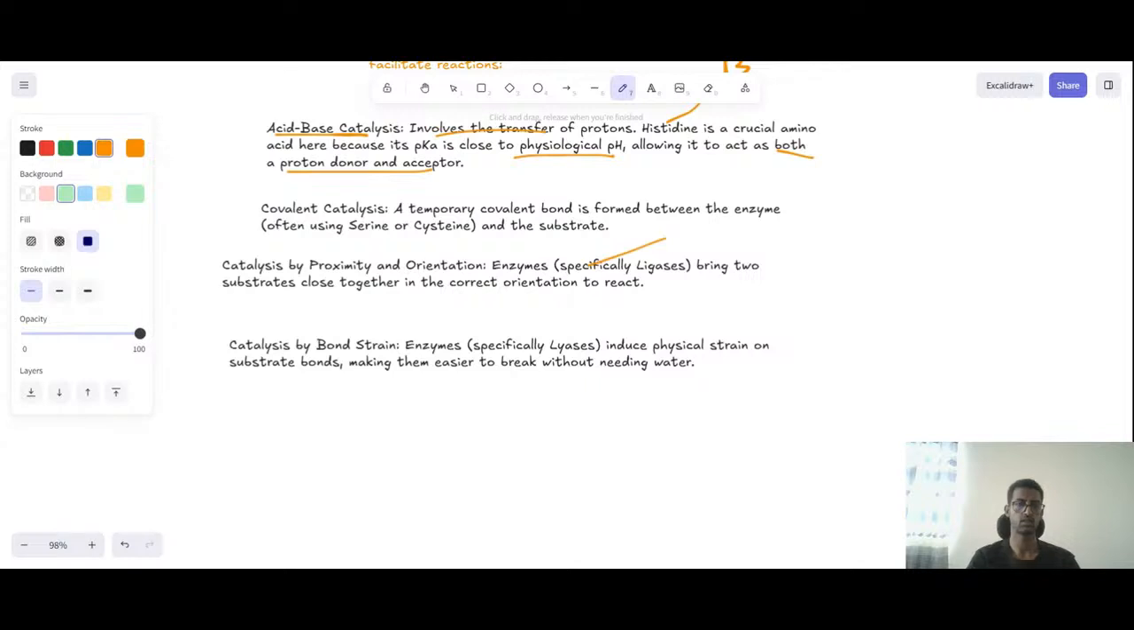Covalent catalysis. A temporary covalent bond is formed between the enzyme, often using serine and cysteine. Cysteine, by the way, has an SH group. So cysteine is a special case. It can create disulfide bonds. If two cysteines are next to each other, they can create disulfide bonds. Let me show you this thing.